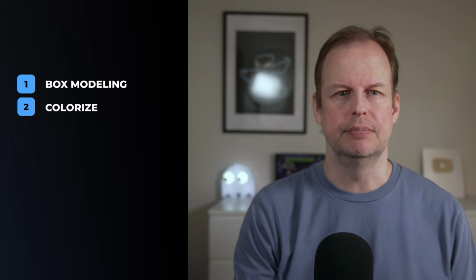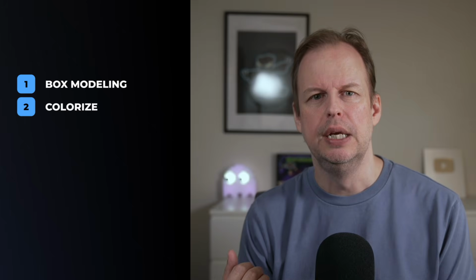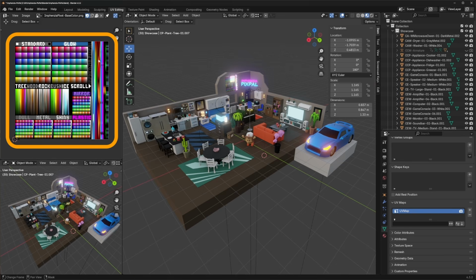When you have basic models in place, then you should learn how to colorize them. I recommend using a color palette texture. It's a fast, clean, and tidy way, and you don't need to learn UV unwrapping yet or texture painting.